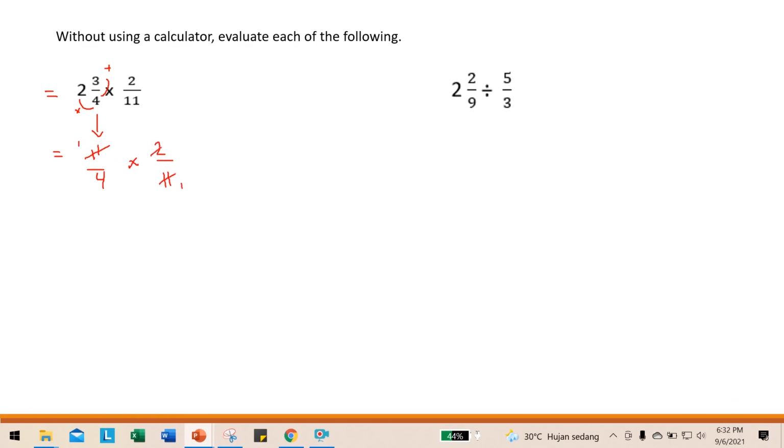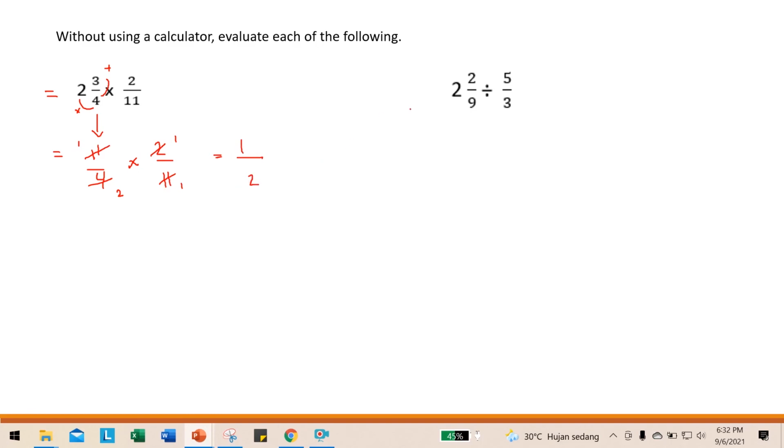And after that, this one divided by 2. This is 1. This is 2. So 1 times 1 is 1. 2 times 1 is 2. So the answer is 1 out of 2.